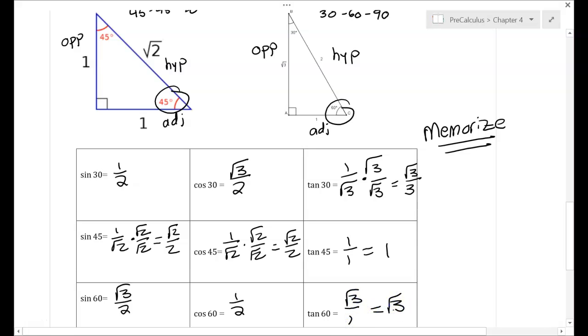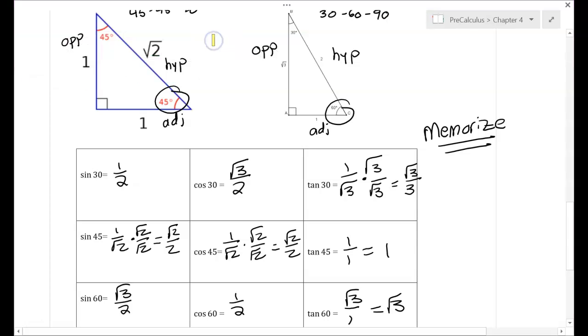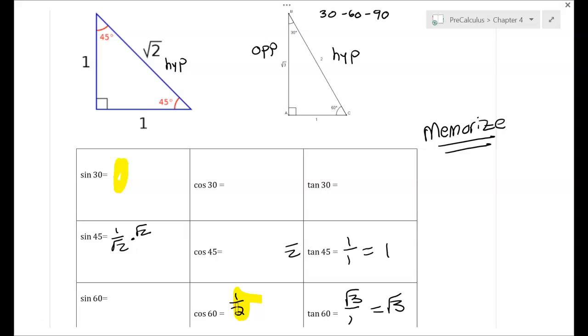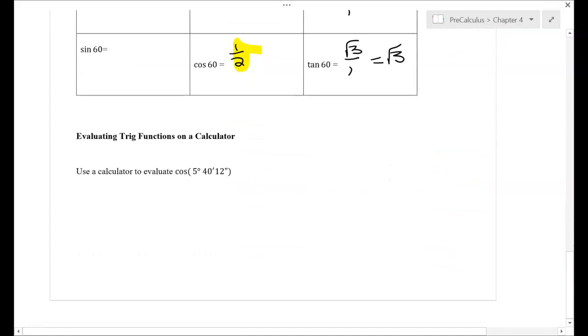Now compare to our sine of 30 and our cosine of 30. Do you notice sine of 30 is the same thing as the cosine of 60? Check this out. They're the same. Also take a look at sine of 60 and cosine of 30. They're the same. It's because these angles are complementary, and we ended up just reversing adjacent and hypotenuse. So you get the opposites.